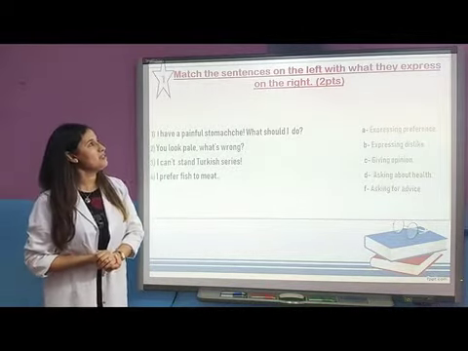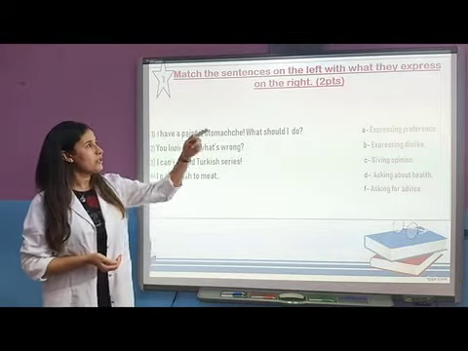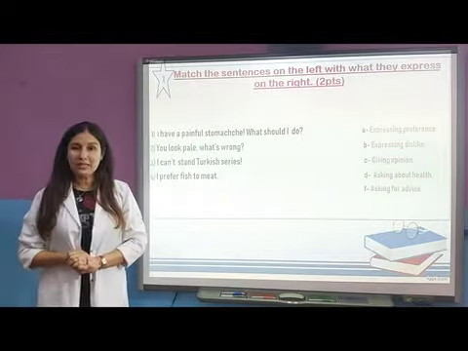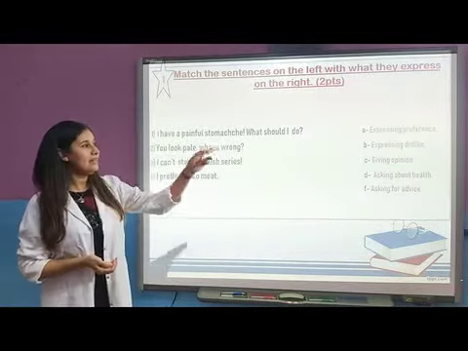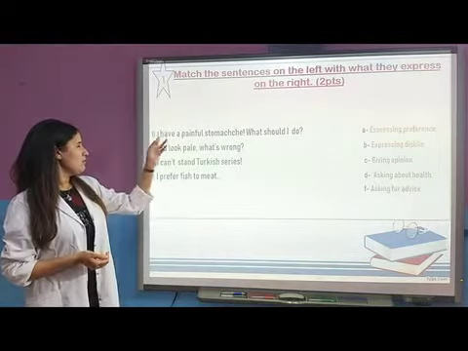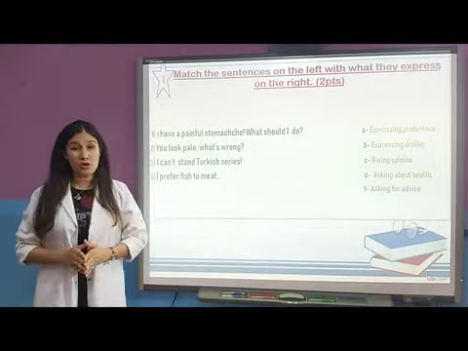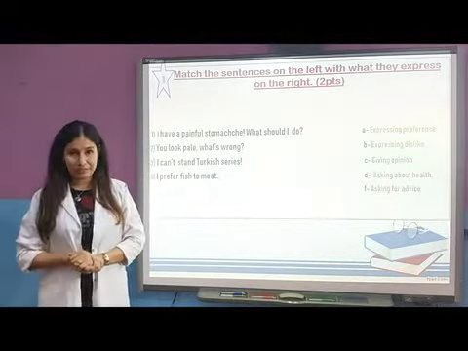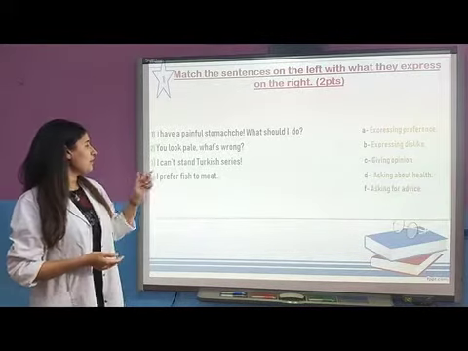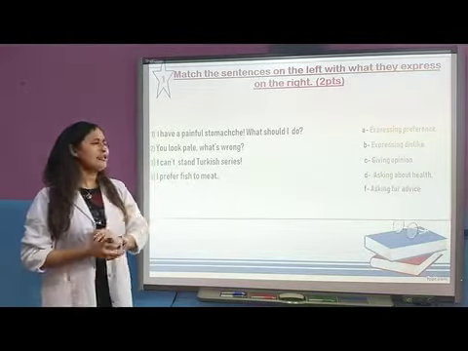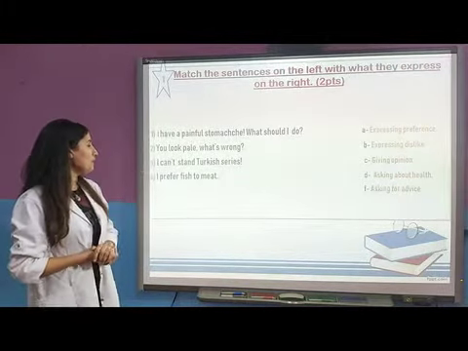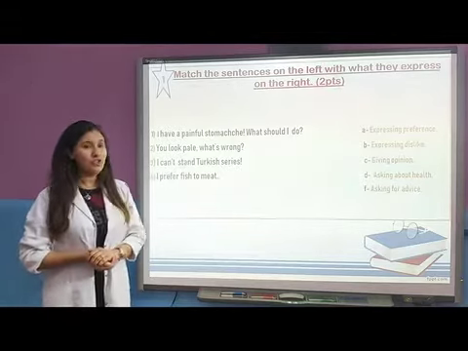Here you have to match the sentences that are on the left with what they express on the right. And you have 4 statements and 5 functions. So let's read the statements first. Number 1 says, I have a painful stomach ache. What should I do? Number 2, you look pale. What's wrong? 3, I can't stand Turkish series. Why? Because they are very long actually. Number 4, I prefer fish to meat.